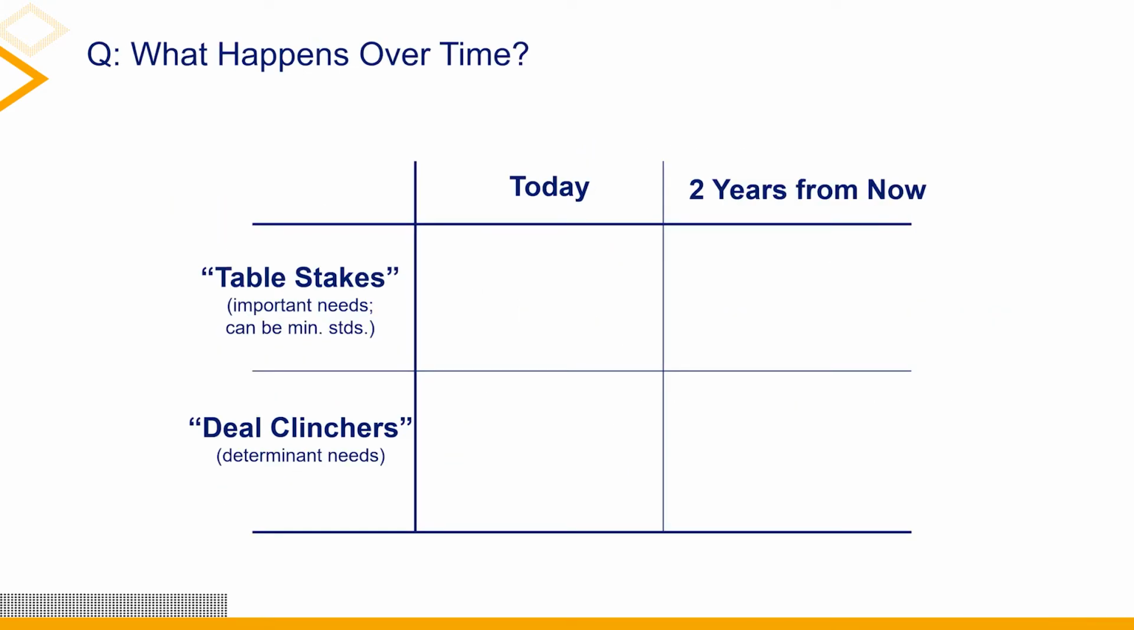Any framework that is a parsimonious description is trading off something. Three-circle analysis is silent on dynamics, so that must be considered separately. One way to do that is to consider table stakes and the deal clinchers today and 2 years into the future. What often happens when completing this 2x2 is that it makes salient that today's deal clinchers, i.e. the bottom left quadrant, are tomorrow's table stakes, i.e. the top right quadrant. Your job then is to identify what goes in the bottom right quadrant.